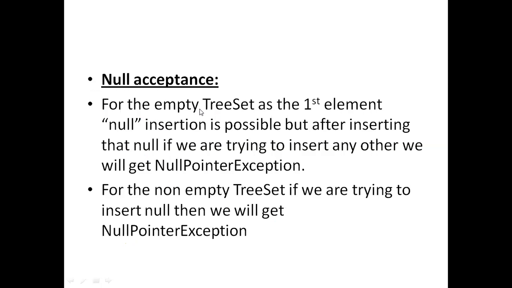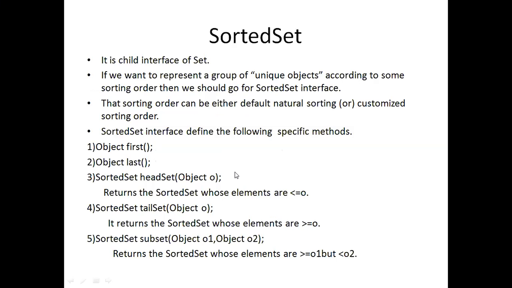Already I told you, for an empty TreeSet, null insertion is possible as the first element. But after inserting the null, if you try to insert any other element, we will get NullPointerException. So at minimum we will get two types of exception here: one is ClassCastException, another one is NullPointerException. If you insert null as the first element, no problem. If you insert null one more time, it will give you NullPointerException.